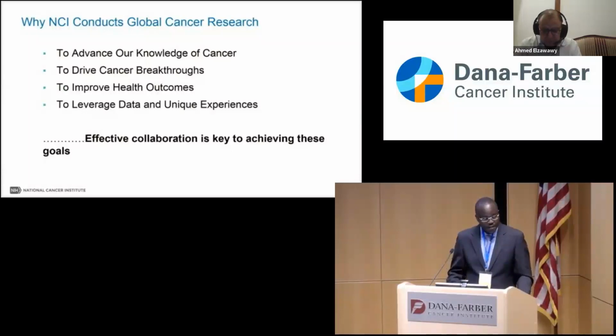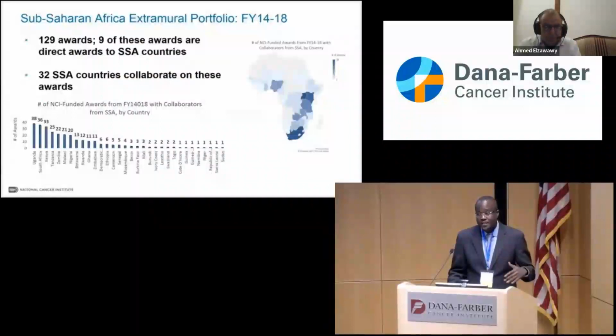Our general aim here is to improve health for all. We recognize the need for effective collaboration. We recognize that it is key to achieving this goal. Cancer will be solved because of the science. And if the science is good, whatever that science is, it doesn't matter, it will help everybody else.